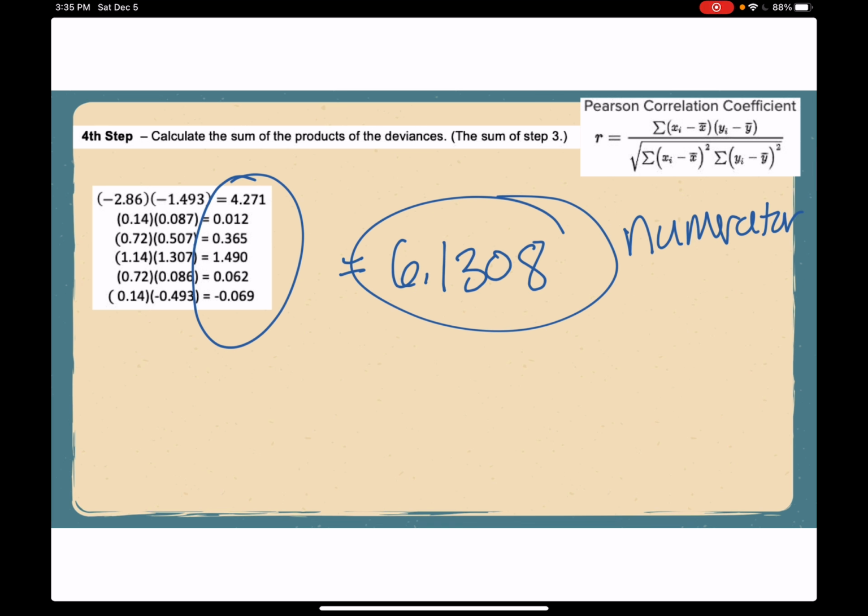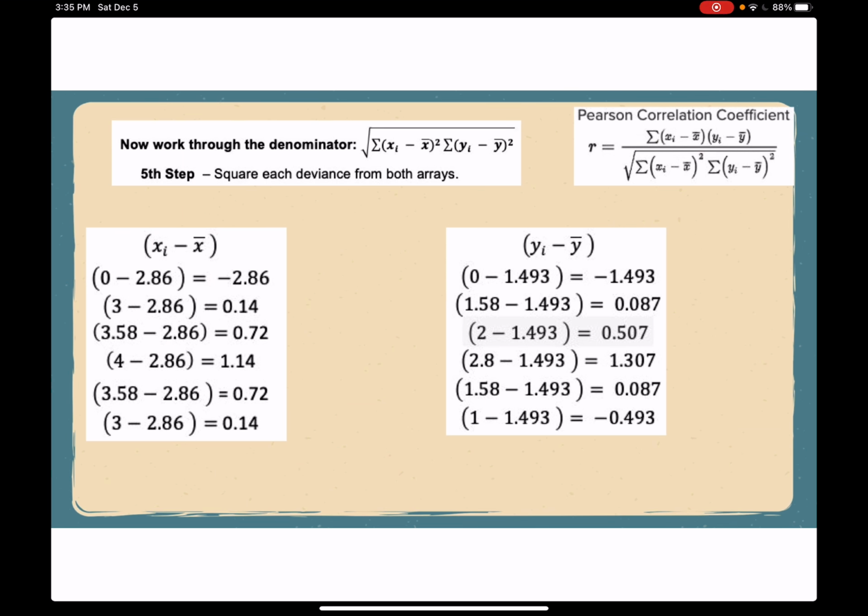All right, now we're going to move down to the denominator. So we're going to work through our denominator. You're going to take your arrays, which we already solved, so that's why you definitely want to keep your work organized and neat here. This was our deviances for each of the arrays, so how far each number was away from the mean, and you're going to square each of them. You're just going to take each of these numbers and square them.